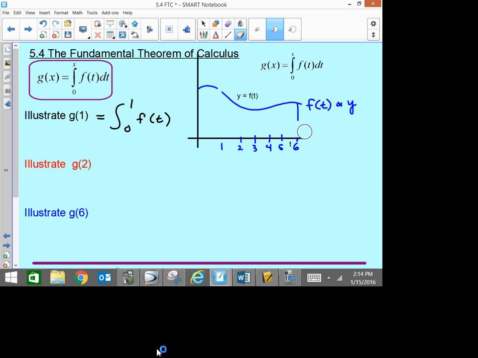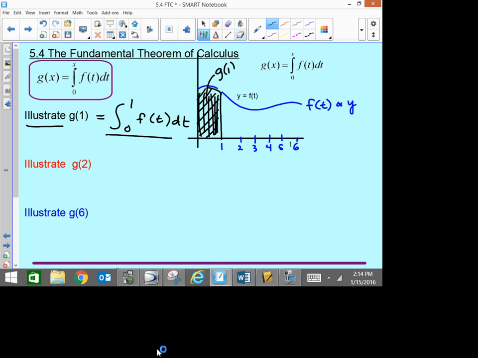All right, so g of 1, how would we illustrate that? If it says it's the integration from 0 to 1 of f of t dt, what would it look like on the graph? You shade in 0 to 1. What do you mean? The vertical line from 0 to 1. Yes. That is g of 1.